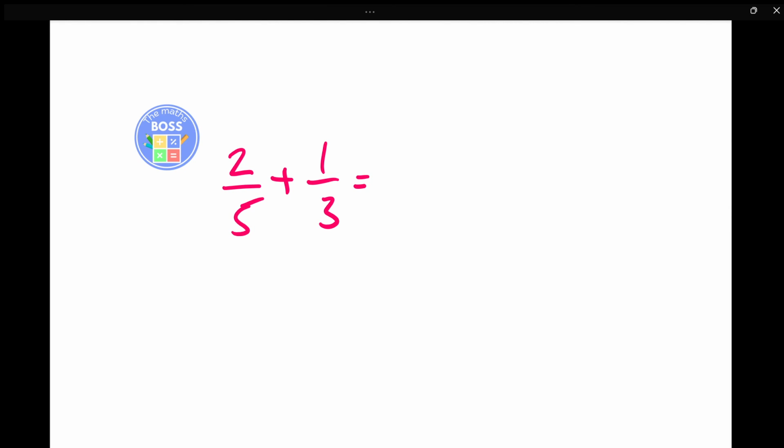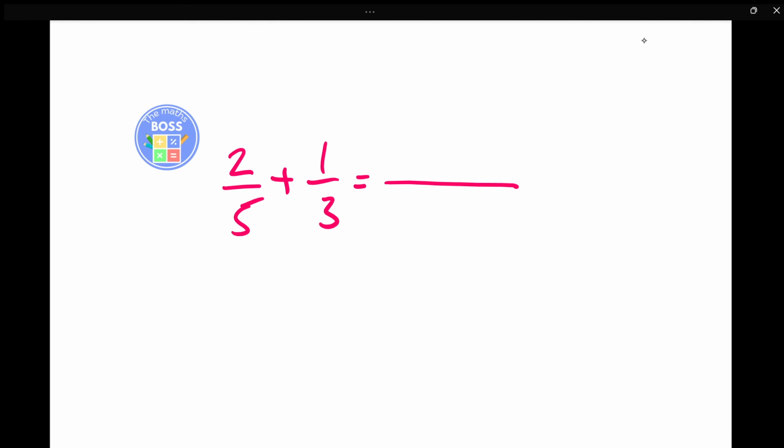The third technique is mainly used later on in the GCSEs, especially with algebraic fractions and adding and subtracting them. This technique is more useful when you are working with more difficult questions. Let's have a look to see how this one works. 2/5 add 1/3. This technique starts off by drawing the fraction line, just a bit longer this time.